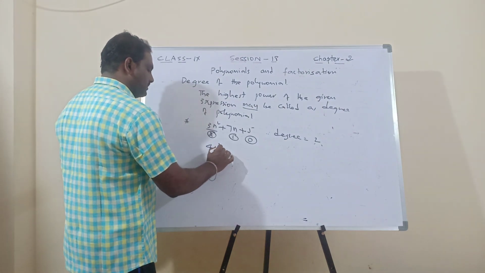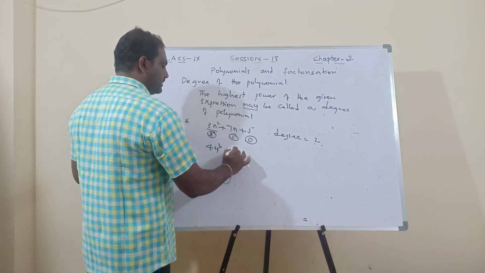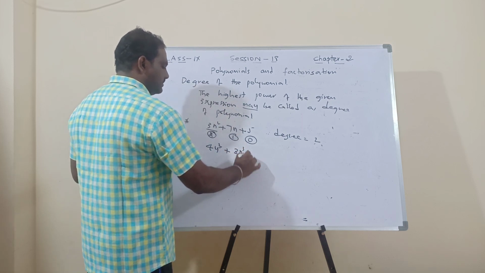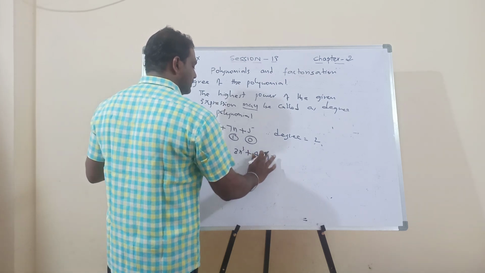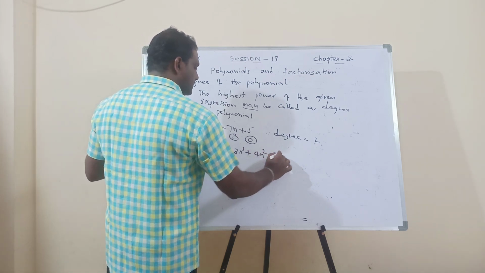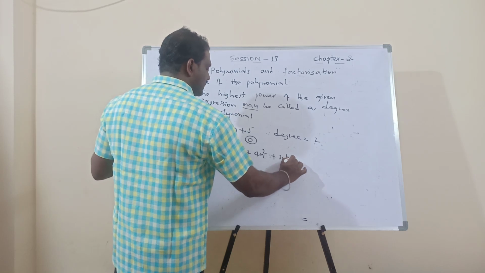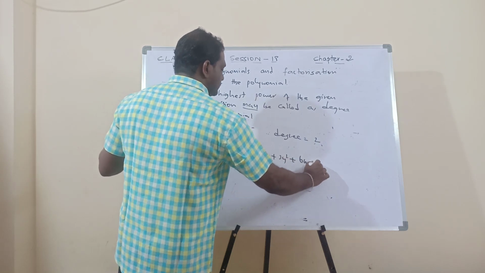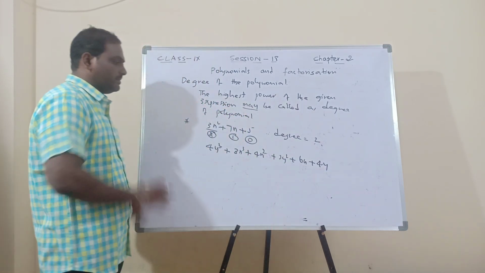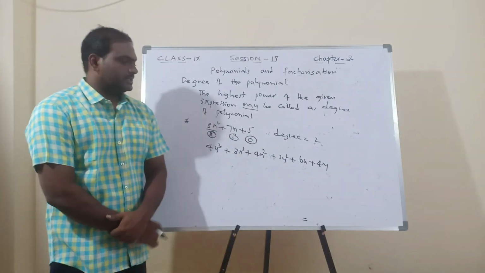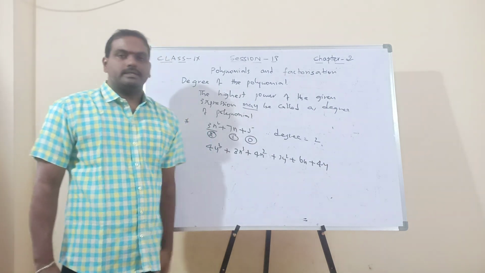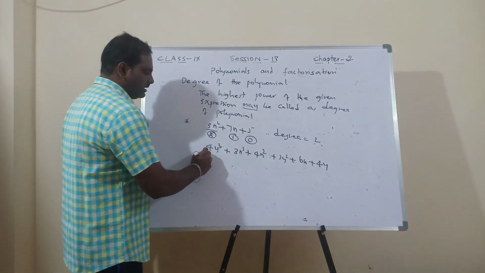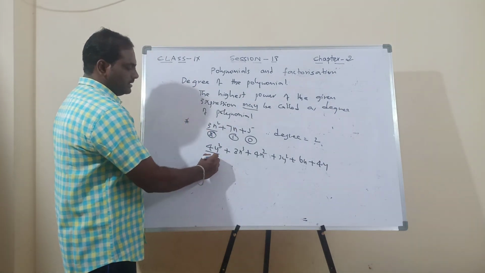4y cube plus 3x cube plus 4x square plus 3y square plus 6x plus 4y. This is the big expression. Now how many terms are there? 1, 2, 3, 4, 5, 6 terms are there. Let us see. The degree of this one is 3.